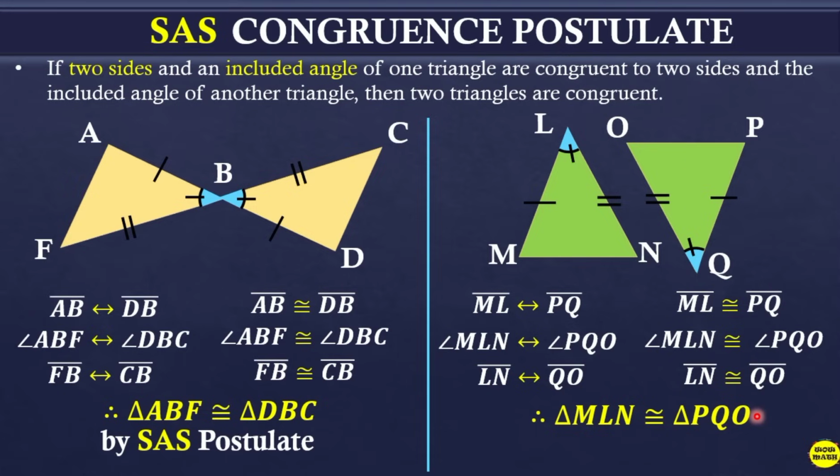triangle PQO. Okay, pwede mo i-check. M corresponds to P. Tingnan natin. M corresponds to P. Okay, so dapat L corresponds to Q. Check natin ha. L corresponds to Q. Okay, so pwede mo siya i-check. Kasi dito tayo nagkakamali sa pagsulat ng congruent statement. Make sure na tama po yung arrangement niyan. Okay? So, these two triangles are congruent by SAS postulate.